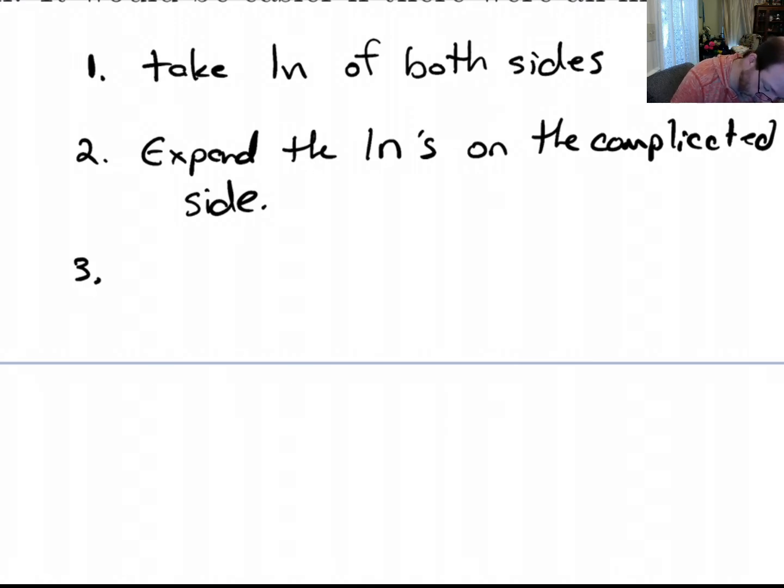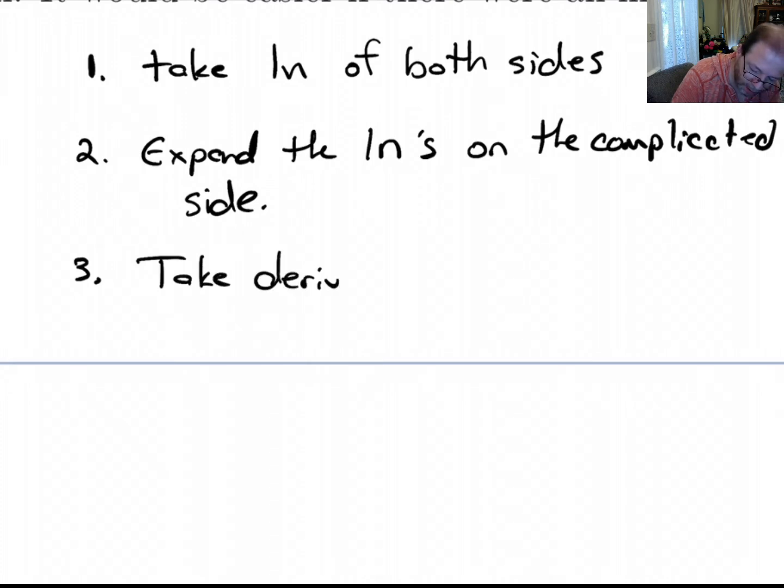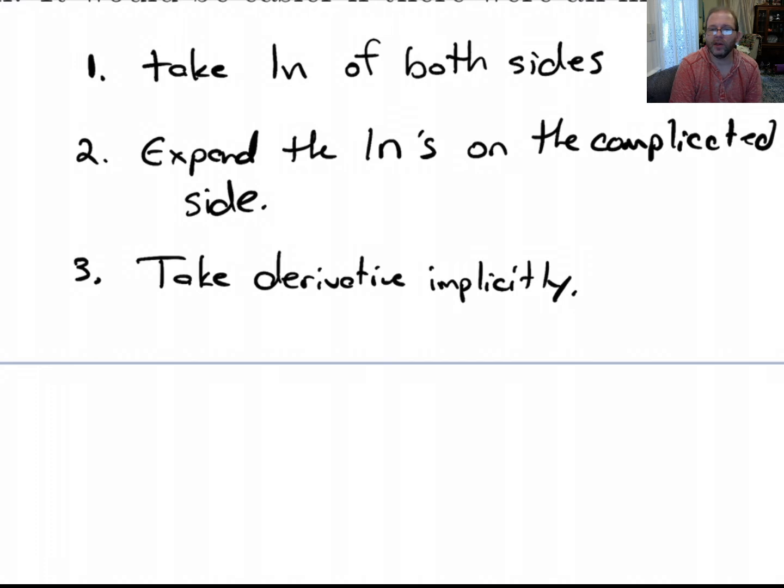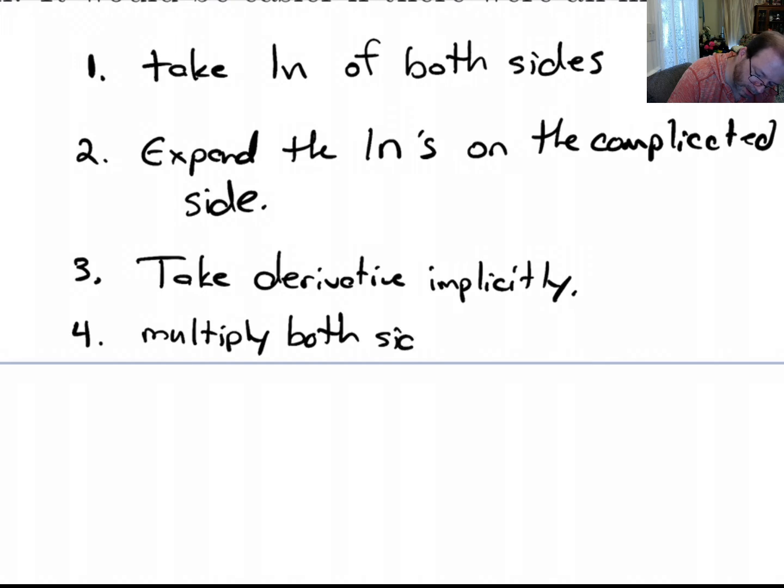After you do that, you take the derivative implicitly. And really, the only thing that makes it implicit is the y in the ln y, that has to be y prime over y. That's the only bit that makes it implicit. And then at the end, multiply both sides by y.